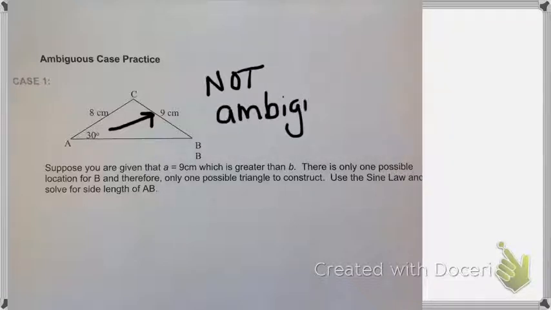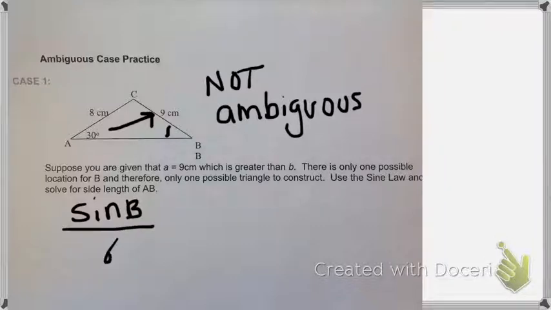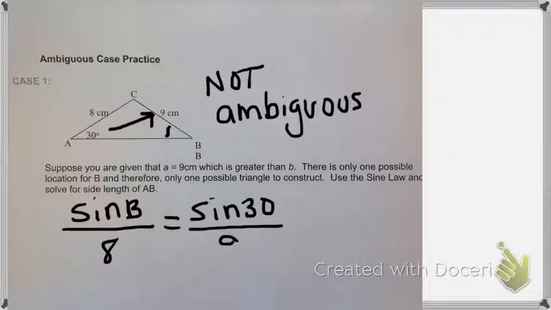And that's really helpful because we can just use the sine law as we naturally would to solve for side length A and B. So let's use the sine law. To get length A and B, we first need to solve for an angle within the triangle. Well, we have 8 centimeters that is opposite the angle B. So let's solve for angle B. I'm going to set up a sine law. Sine B over 8 is going to equal the sine of 30 over 9.